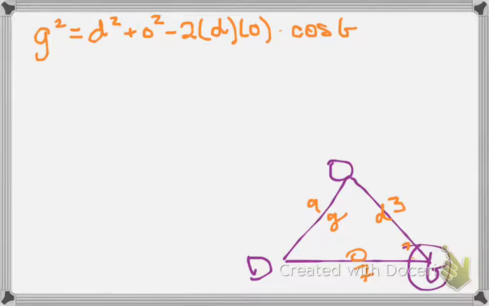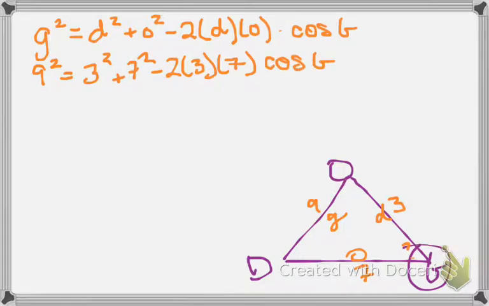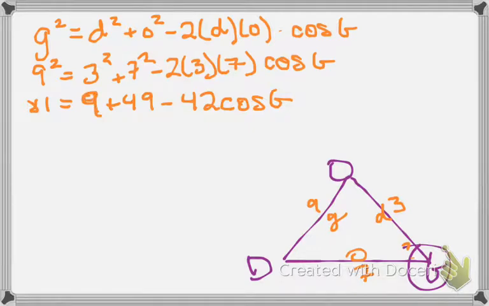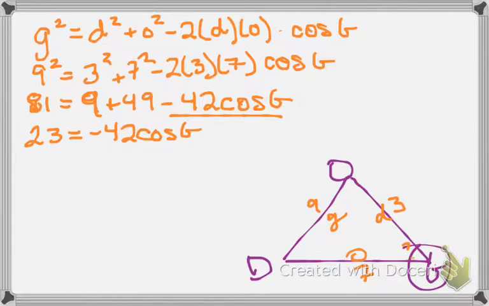Now let's fill in what we already know. 9 squared equals 3 squared plus 7 squared minus 2 times 3 times 7 times the cosine of G. This part you can't put all into your calculator at the same time, so do this one in stages. So then I need to get this term by itself. So I'm going to subtract 9 and 49 from 81. Then divide to get rid of the negative 42.